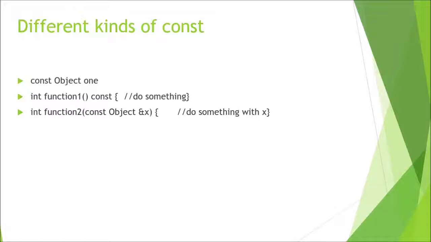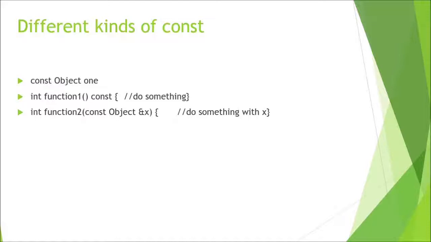Now let's move on to different types of constants. The first one is a constant object. It means that you cannot change anything on this object. This object can only call constant member functions.